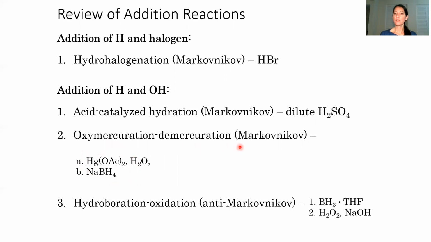Oxymercuration and demercuration, that's also Markovnikov, but why do we use this special reagent? If you recall, it's one that will not undergo 1,2 hydride shifts or 1,2 methyl shifts. So sometimes you want the shifts, but sometimes you don't. So you can control that by which type of reagent you use. Hydroboration and oxidation, that's when you don't want the Markovnikov product. You don't want the alcohol on the more substituted carbon. Then you have to use hydroboration and oxidation.